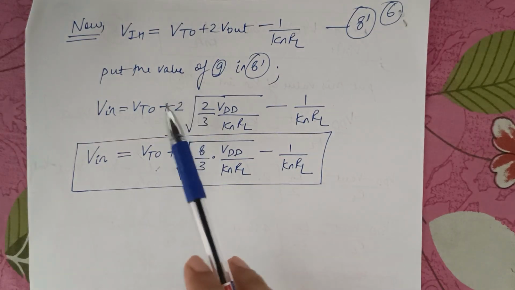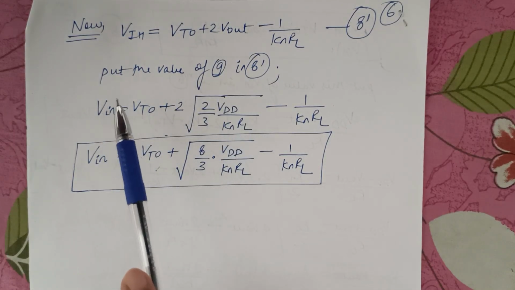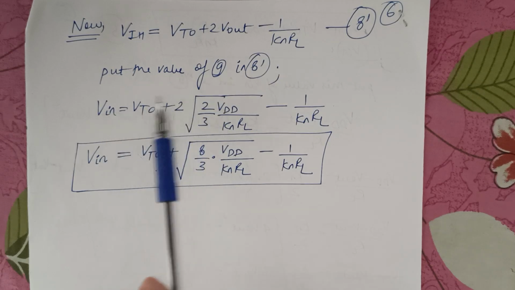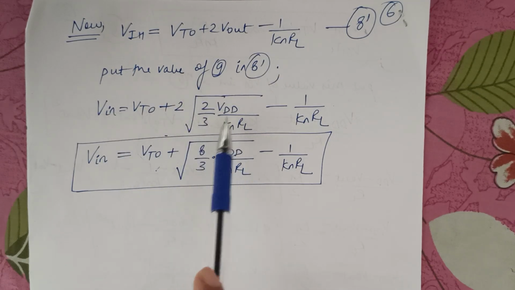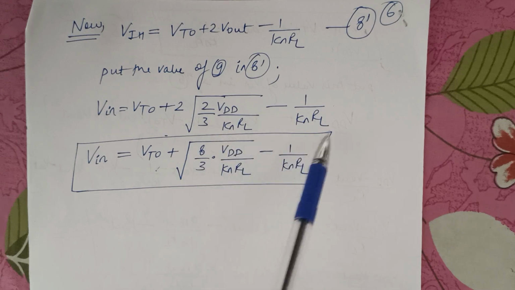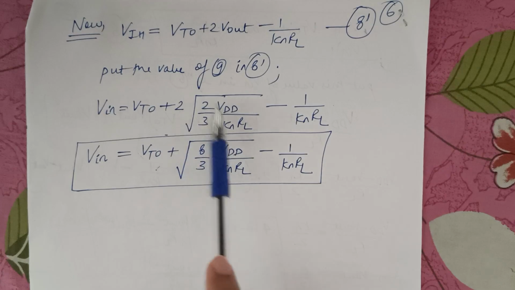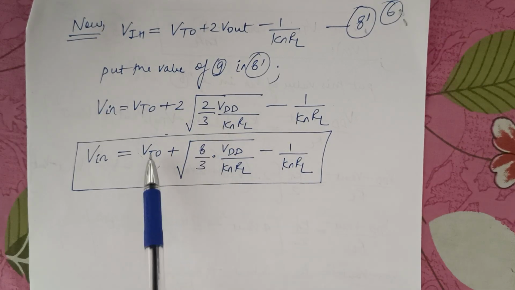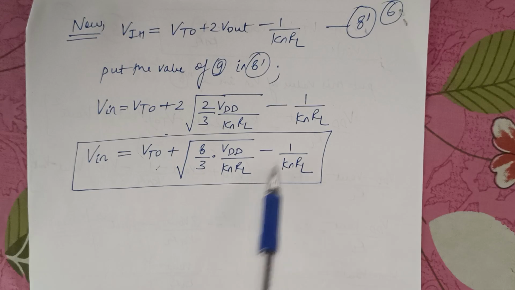So here, as you can see, VIH is equal to VTO plus 2 times root of 2 by 3 VDD by KNRL, minus 1 by KNRL. And if you take 2 inside, then you will get VTO plus root of 8 by 3 VDD by KNRL, minus 1 by KNRL.